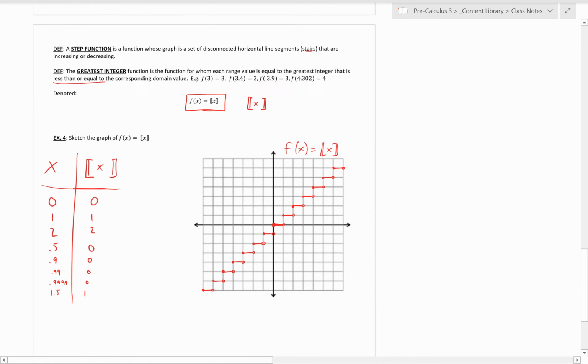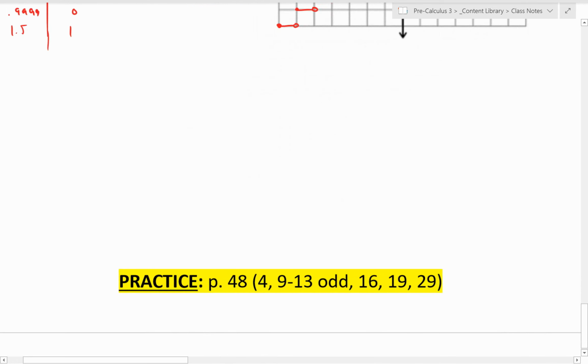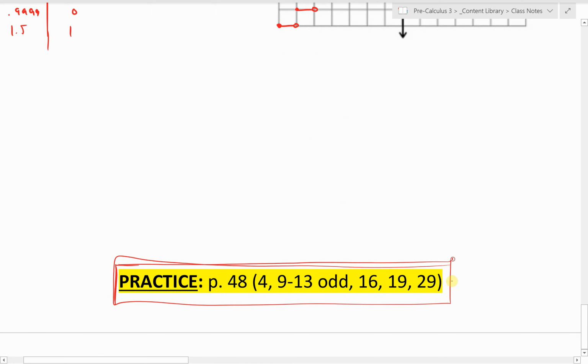So that's what you're going to be doing for homework, is practicing graphing piecewise functions, evaluating piecewise functions, maybe a couple of word problems here to apply them. But that's your homework on page 48, on page 48 in your physical textbook. And that is our section on piecewise functions.